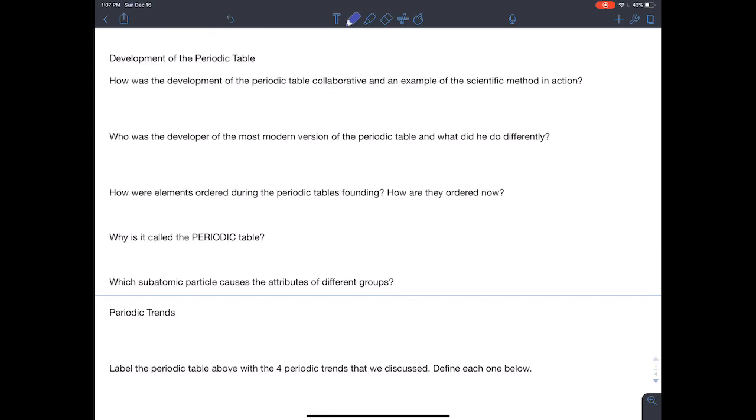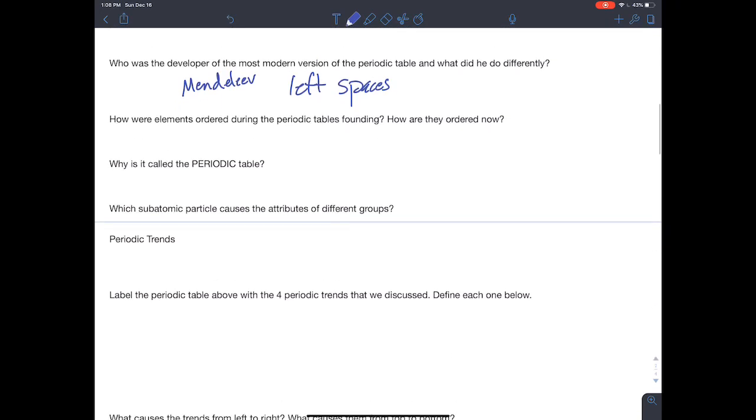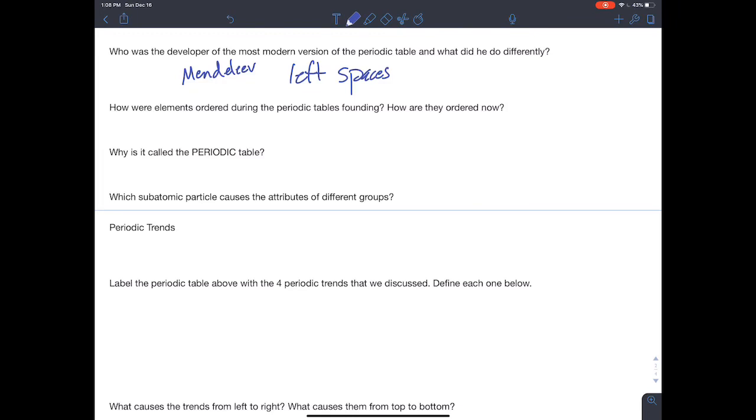Who was the developer of the most modern periodic table? We're talking about Mendeleev here, however you want to say it. He left spaces for elements that hadn't been discovered yet. Everyone else was trying to jam everything they knew into one periodic table. Mendeleev stepped back and said, wait, maybe we just haven't discovered this stuff yet, because there's stuff that should be lining up that's not here. So he left spaces that we filled in, and that allowed us to keep using his periodic table as we continue to go on. He was organizing them by properties and atomic mass, atomic number, things like that. And now we still do that, specifically by atomic number.